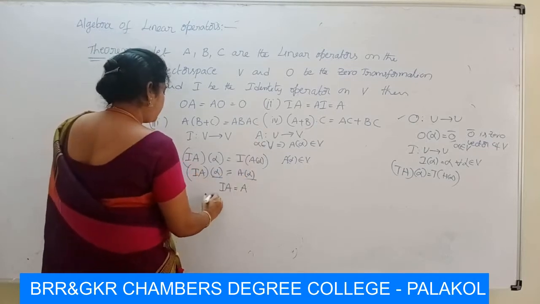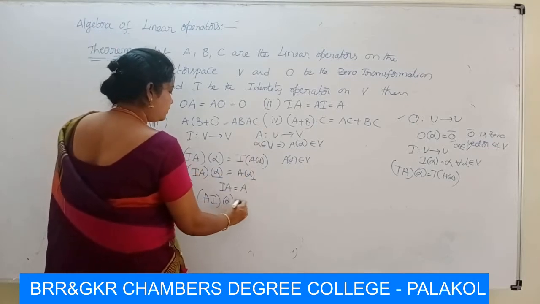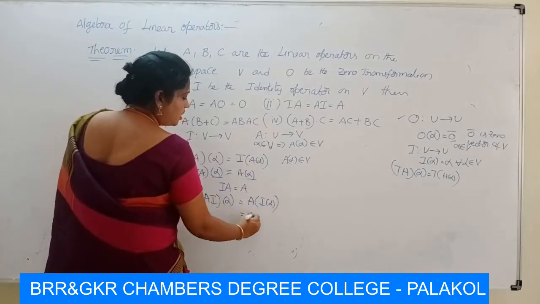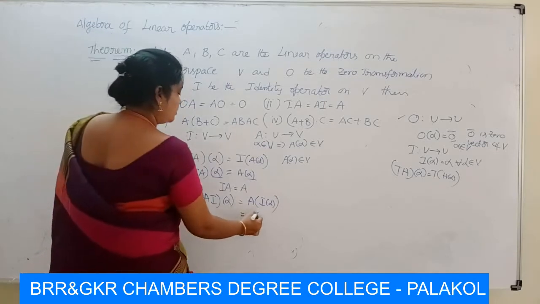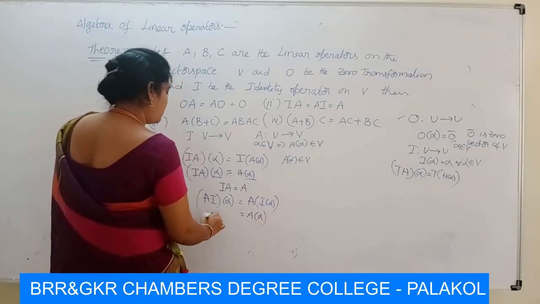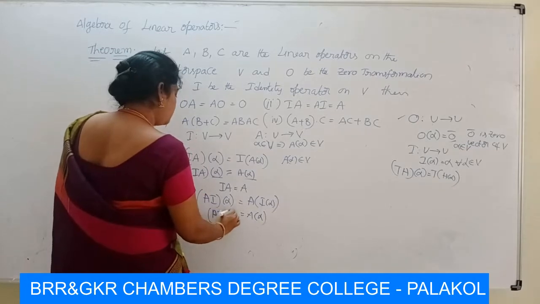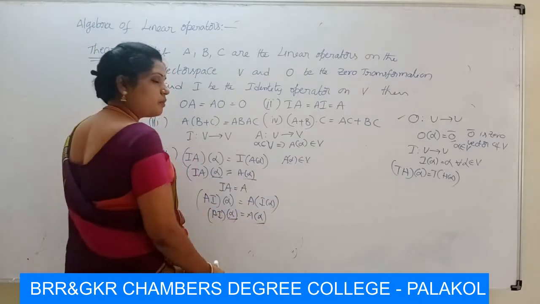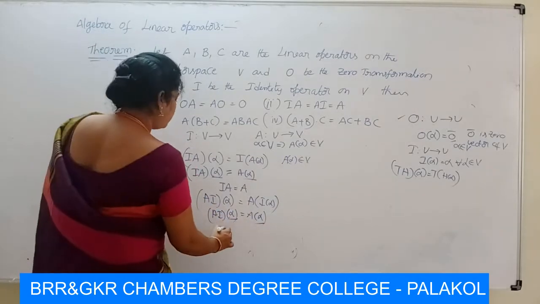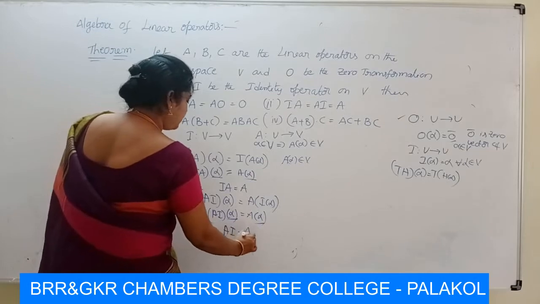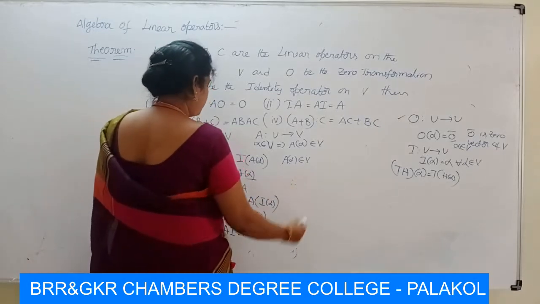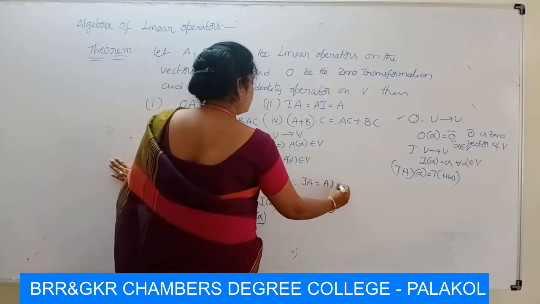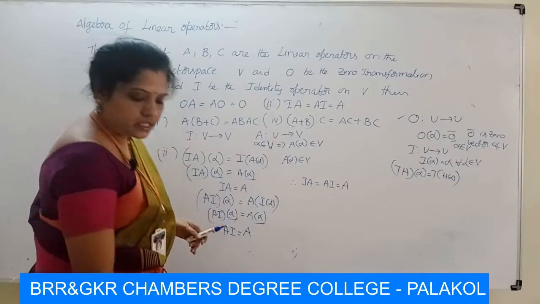Again, AI of alpha is A of I of alpha, the product of the transformations. I of alpha is alpha. So we get A alpha. So AI of alpha is equal to A of alpha. So alpha is the same arbitrary element on both sides. So therefore AI is equal to A. Therefore we proved that IA is equal to AI is equal to A. So the second condition is proved.